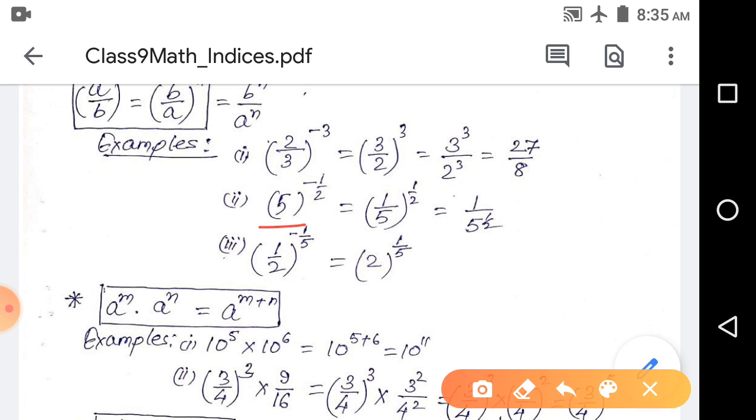(5 by 5) whole to the power minus 1 by 2 can be written as the reciprocal of 5, that is 1 by 5, to the power plus 1 by 2, like that.